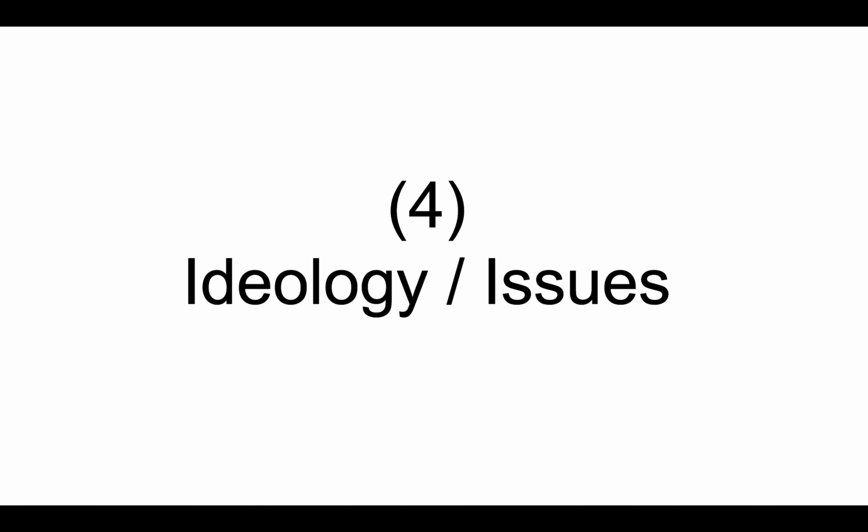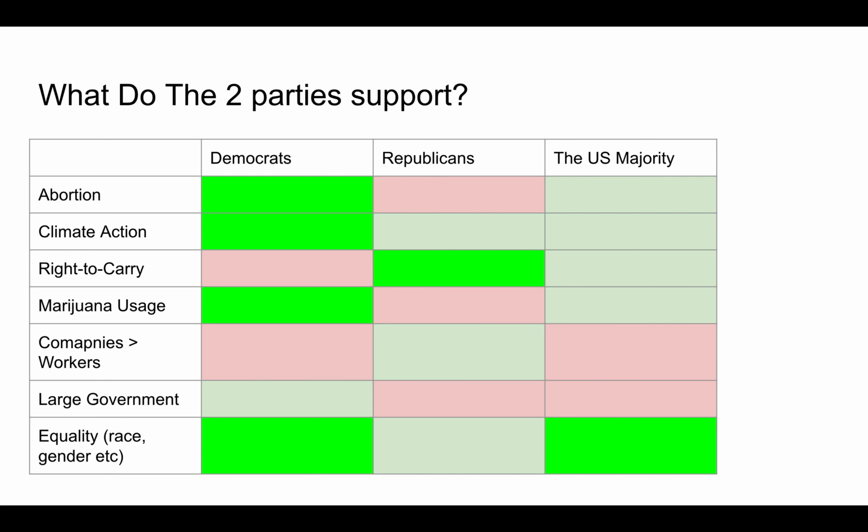Now, the ideologies and issues. What do the two parties support? Well, Democrats and Republicans are actually quite different in terms of what issues they support, and the US majority doesn't really agree with either political party that much. Democrats really favor issues like abortion, climate change, and marijuana usage, while Republicans are more against those issues. Meanwhile, Republicans are more supportive of the right to carry weapons, they are more pro-companies, and they are also more against large governments.